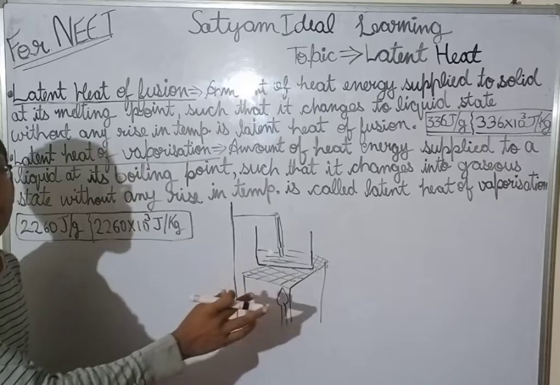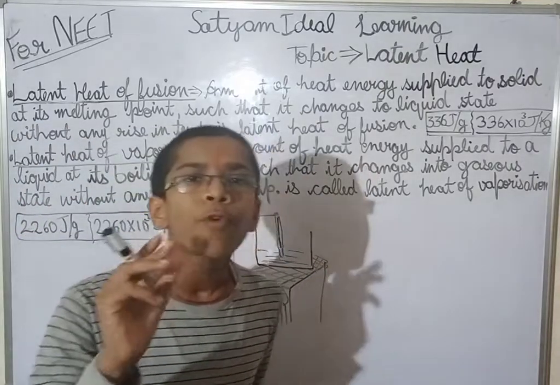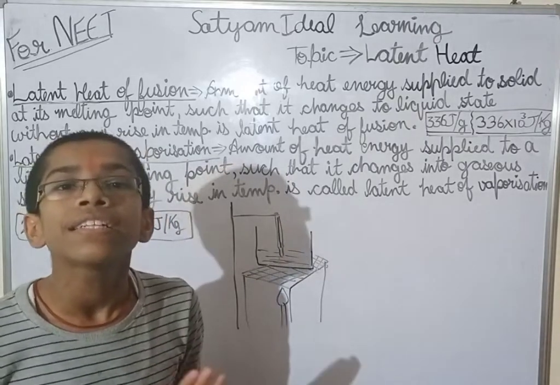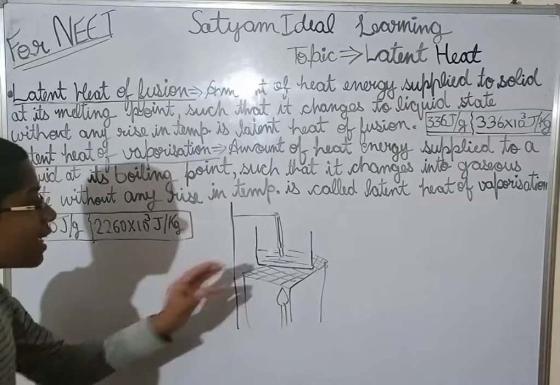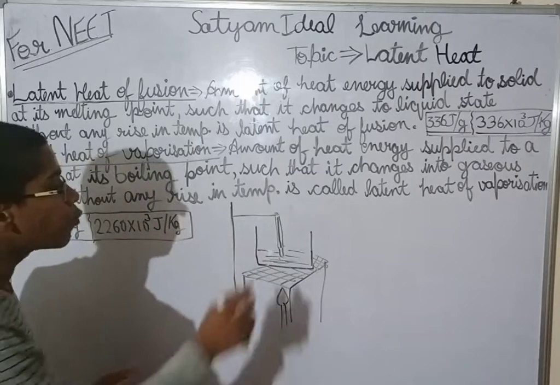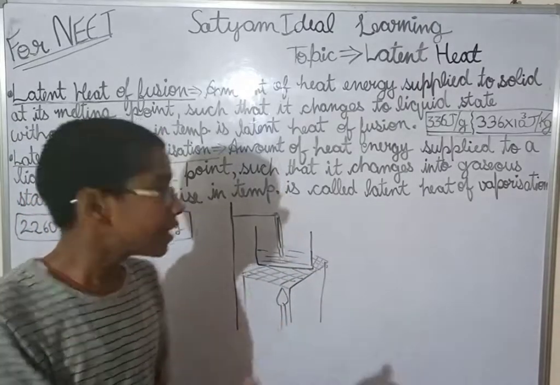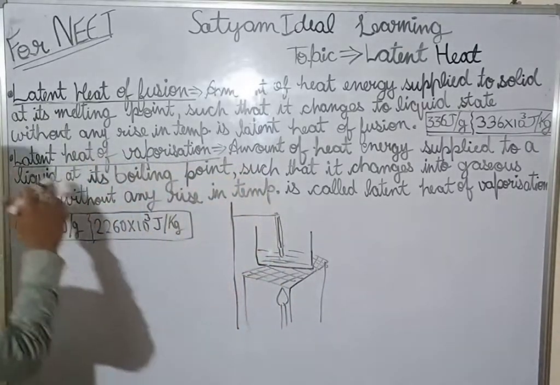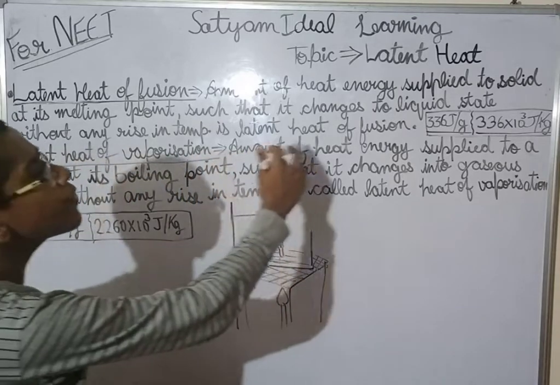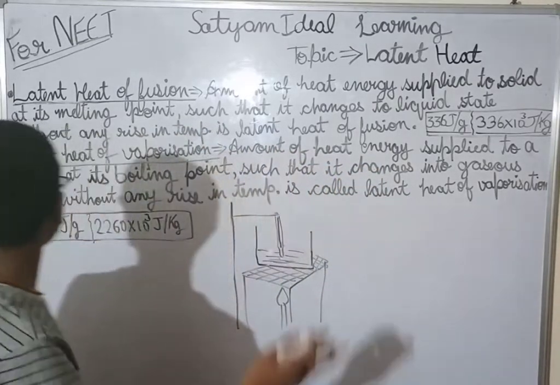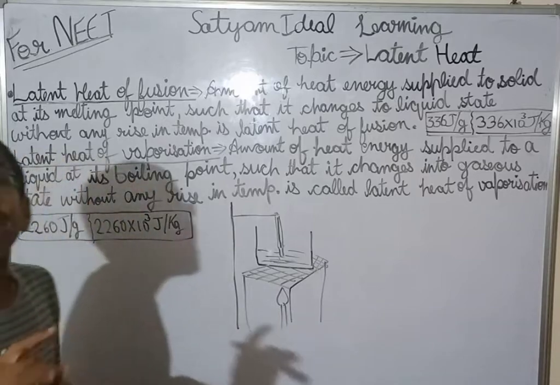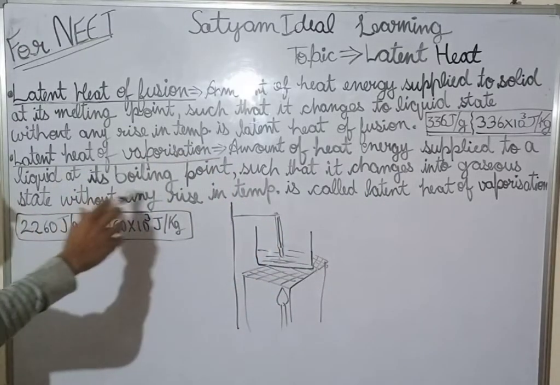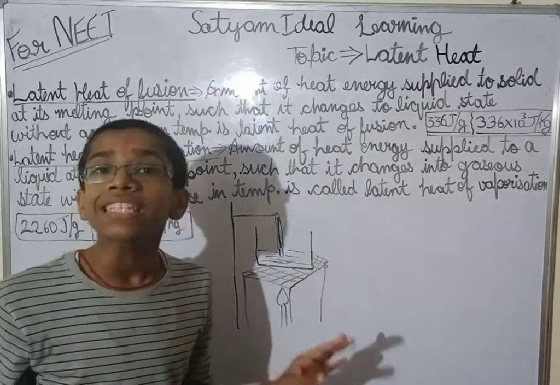Until every drop of water changes into steam, the temperature will remain 100 degrees Celsius only. Clear, guys? This is also the same latent heat of vaporization: the amount of heat energy supplied to a liquid at its boiling point such that it changes into gaseous state without any rise in temperature.